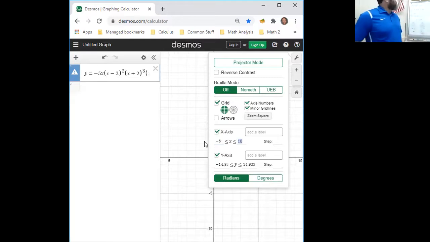What's going to happen on the far right? What's the last root on the far right? 6. So what should I give it? Let's give it 7.